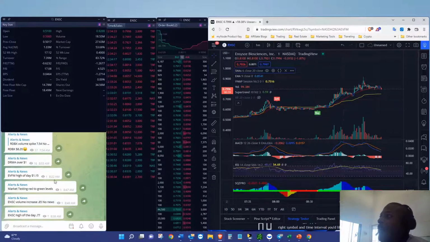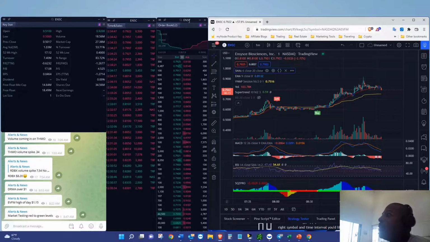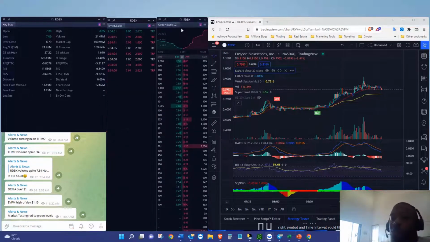Like for example, I probably wouldn't trade something like DRMA because it was below $1. That doesn't fit me as a trader. But let's take a look at another one. Let's take a look at Redbox. And again, those aren't the only determinations. There might be instances where it's an exception to the rule.